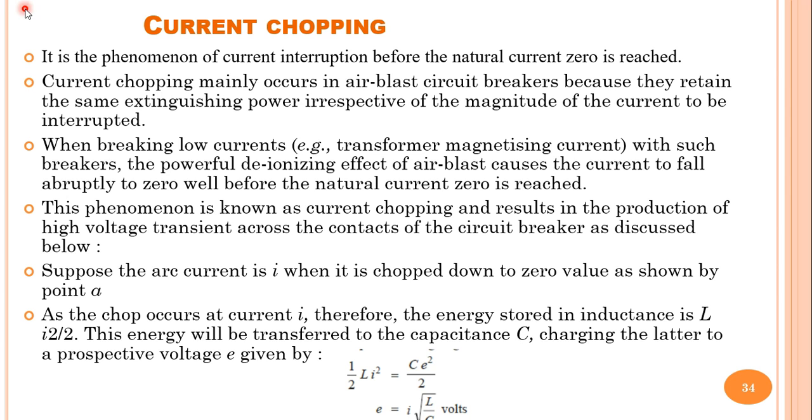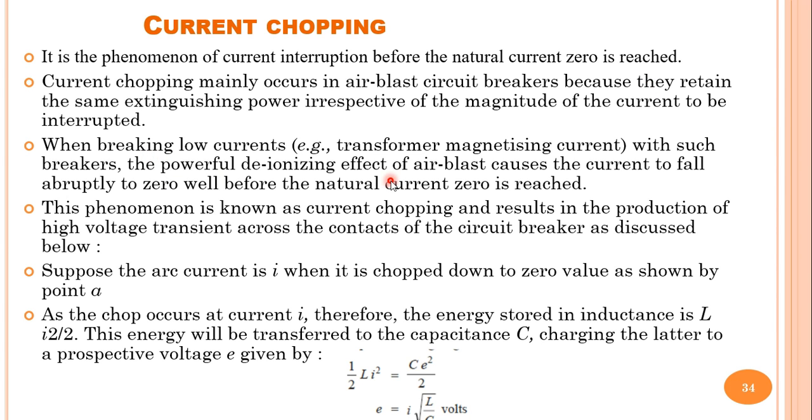Another problem associated with circuit breakers is current chopping. Current chopping is the phenomenon of current interruption before the natural current zero point. We know that in the current zero method of arc interruption, the arc will be interrupted at the natural current zero point. But in circuit breakers like the air blast circuit breaker, the extinction power is constant irrespective of the fault current. So there is a chance of arc extinction before the natural current zero point.